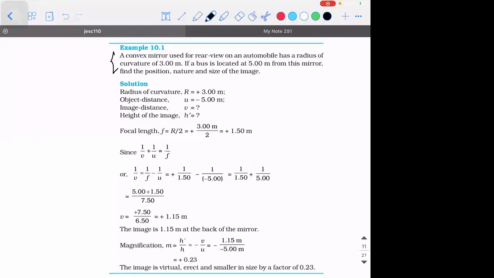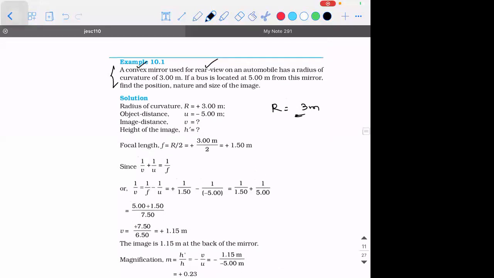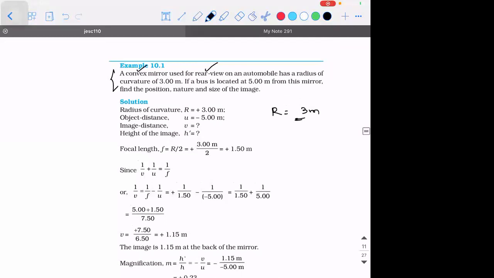So there is a convex mirror for rear view on an automobile, which has a radius of curvature of 3 meters. Now the question is, so let's try to dissect this. So radius of curvature is 3 meters. With respect to a convex mirror, is the radius of curvature positive or negative? Convex is always positive, because the radius of curvature is always on the right hand side. So I told you one important point. What is it?